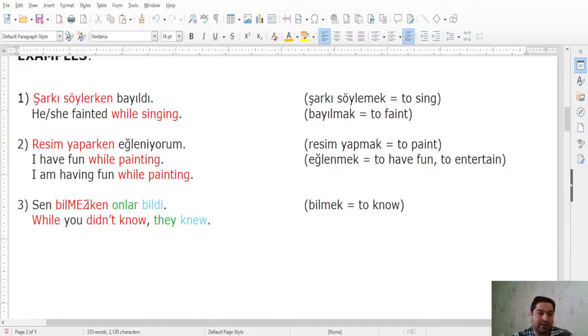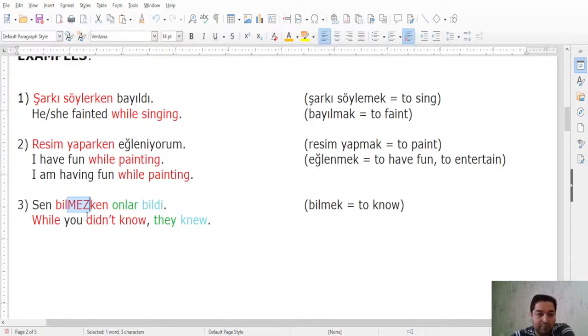But bilmez is the negative of the present tense. You probably know already the negative of the present tense, right? Bilir, bilmez. Yapar, yapmaz. Gider, gitmez. Okay? Görür, görmez. So it's now negative of the present tense, not the affirmative, but the negative. So I specifically made it capital. You don't write it in capital, of course, in Turkish language. I just, to distinguish it from the other parts, I made it capital.